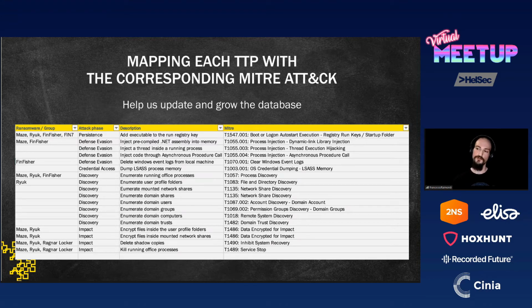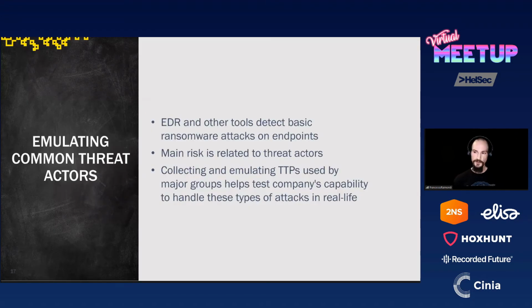The idea is to make this Excel file grow as much as possible, including all the TTPs that we are seeing being used in the wild by ransomware attackers. We hope to make this a collaborative effort in order to then be able to implement as much as possible into the tool itself. And of course, all these TTPs are then reused to emulate specific threat actors or groups, for example Ryuk or Maze.